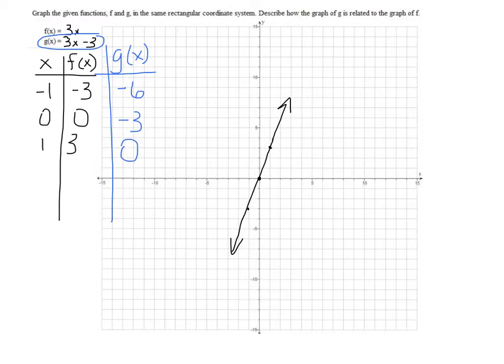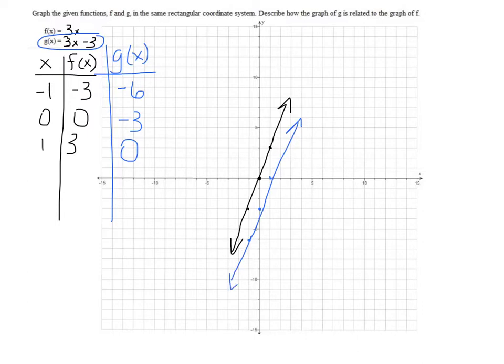So at negative 1, we are at negative 6. So that's down here. At 0, we're down to negative 3, which is here. And at 1, we are at 0. So that should fall right on our x-axis. And so here is our line. Well, I didn't quite catch all my points with that line.